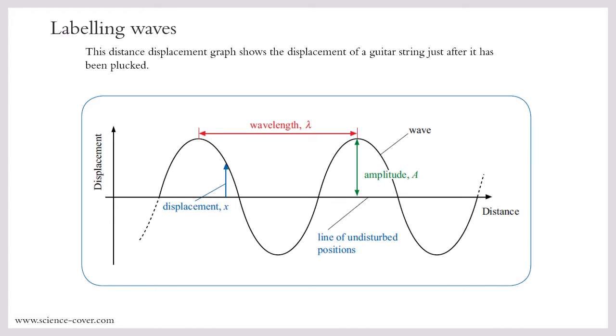This distance displacement graph shows the displacement of a guitar string just after it has been plucked. We can see distance is plotted on the x-axis, and the displacement of the string is plotted on the y-axis. As we move along the string from left to right, we can see that the displacement or position of the string changes. There are points where it is positive above the 0 mark and places where it is negative below the 0 mark.